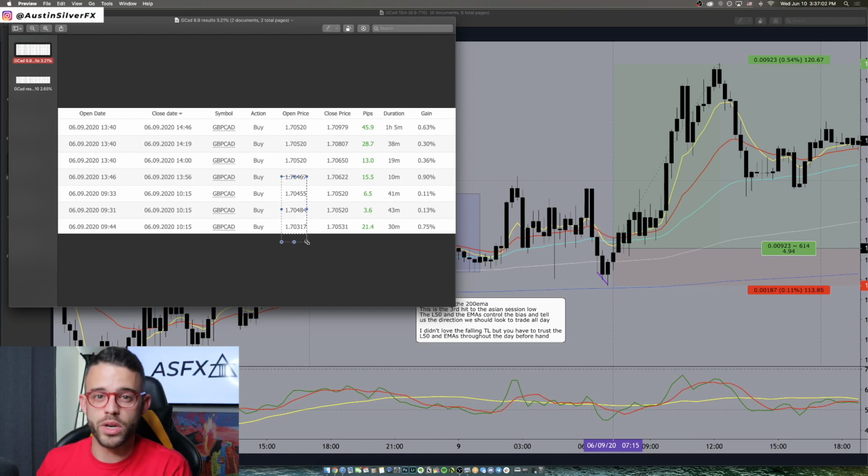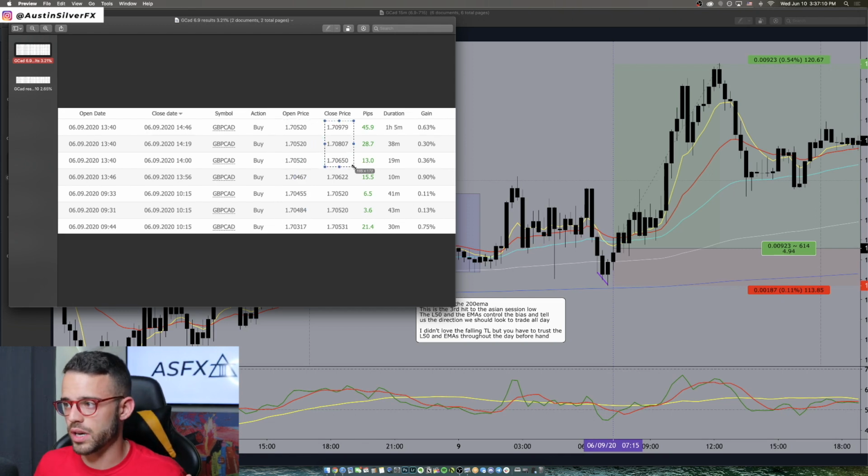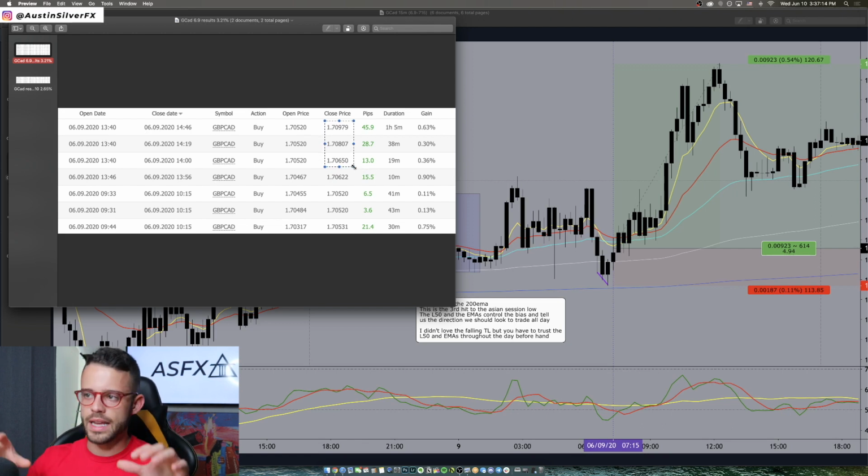I split my risk between a few entries in the morning on that first entry, and these open prices, it's really just 1 entry closed in 3 pieces. You can see the close price is different. So this is just 2 trades you're seeing right here on the P&L from yesterday.